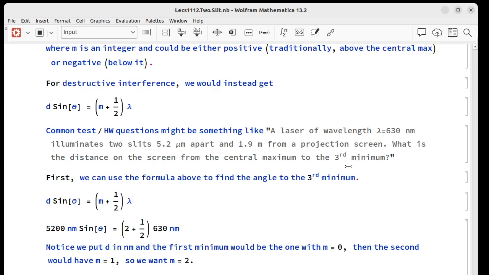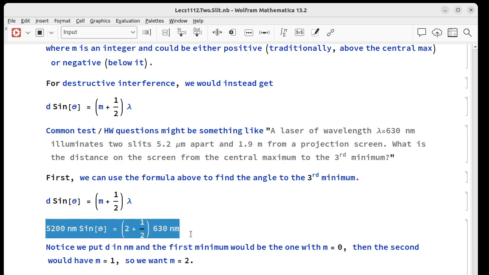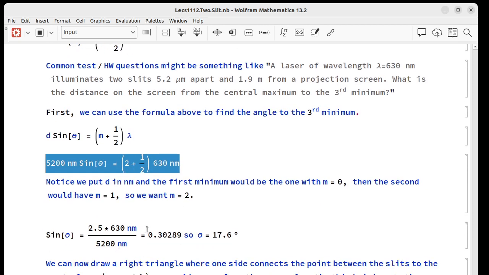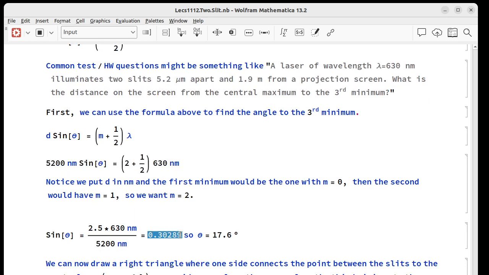First, we have to find the angle to the third minimum. So we put in d, which is 5,200 nanometers if it's 5.2 micrometers. Sine theta equals 2 plus a half times 630 nanometers. Why 2 when we said the third minimum? Well, the first minimum would be at m equals 0. The second would be m equals 1. The third is m equals 2. So now we solve this with algebra. We get 2.5 times 630 over 5,200 gives us this fraction. We use the calculator to take the inverse sine, and we get 17.6 degrees.